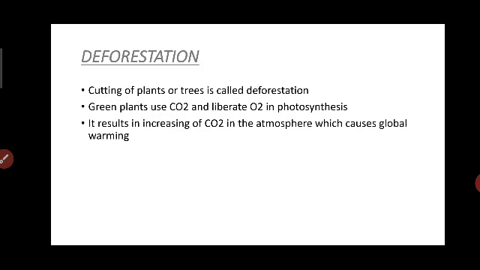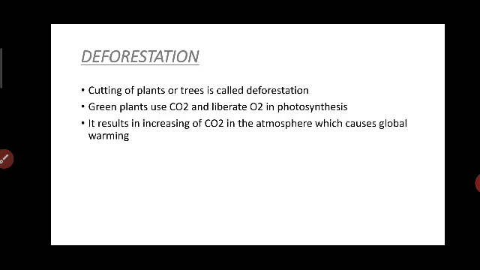Green plants are a good process: they save the environment and give us fresh oxygen. By cutting trees we cannot get good fresh oxygen, and the carbon dioxide percentage also increases. The increase of carbon dioxide in the atmosphere causes global warming. What do we mean by global warming? Global warming is nothing but heating of the globe, heating of the earth due to the increase of carbon dioxide in the environment.